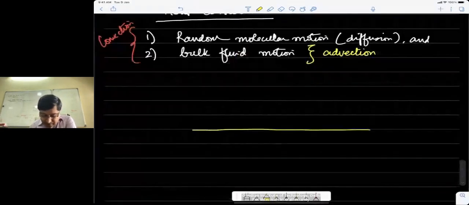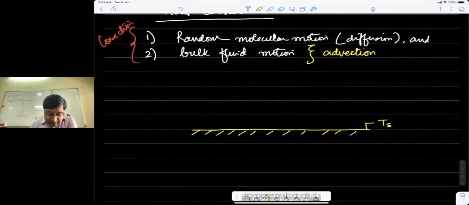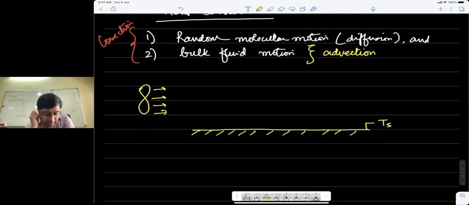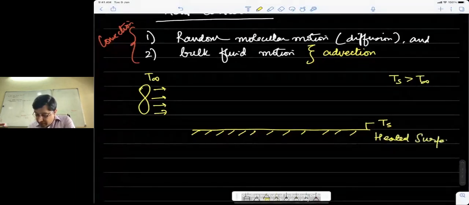Let's say we have a surface which is at some temperature, Ts, and let's say I'm blowing a fluid. Let's for now consider it to be air. It doesn't matter. So we have a fan, and I'm blowing some air over this surface. Let's say the air temperature, which I'm going to denote as T infinity, is less than Ts. So Ts is more than T infinity, which means it's a heated surface, or the surface is hotter than the surrounding fluid which is flowing over the surface.